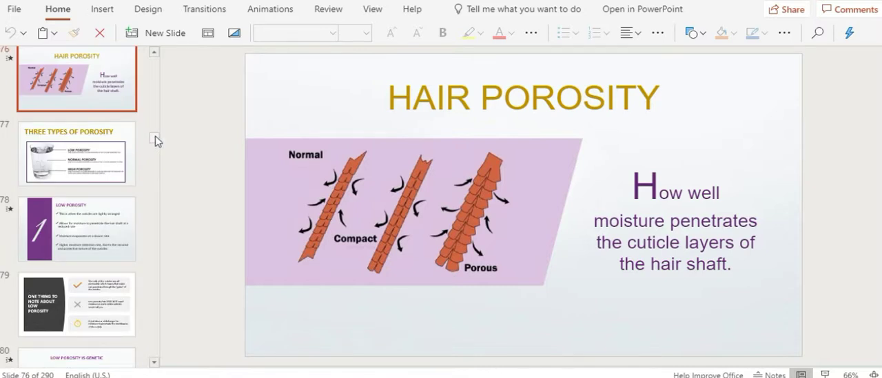All right, so porosity, in simple terms, is how your hair shaft absorbs moisture, absorbs products, absorbs water. So how well moisture penetrates into the cuticle layers of the hair shaft. Remember those cuticles, they are the outer layers that protect your cortex and your medulla as well. And your cortex defines your hair color, the texture of your hair, and pretty much how your hair is going to look. So it's really important for those cuticles to be able to absorb as much nutrient as possible so that the cortex and the medulla can get enough nutrients.